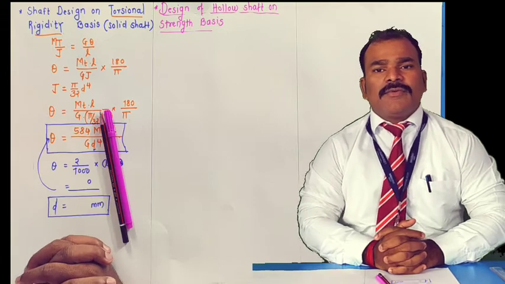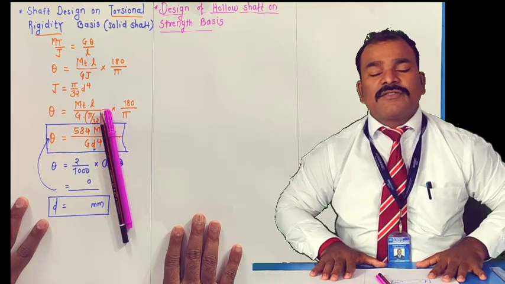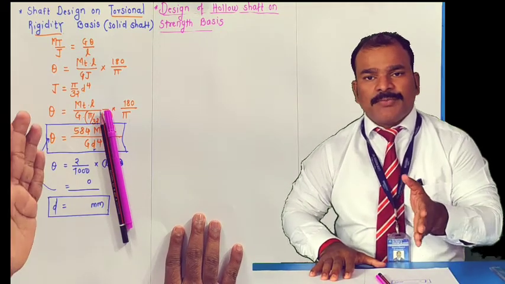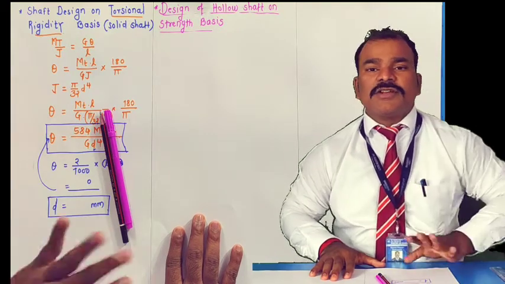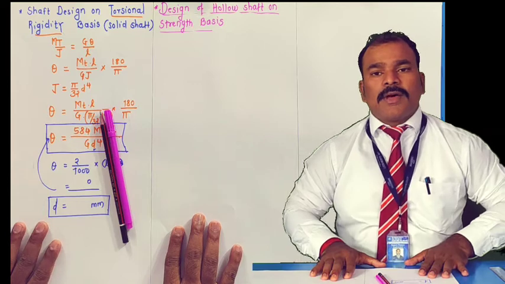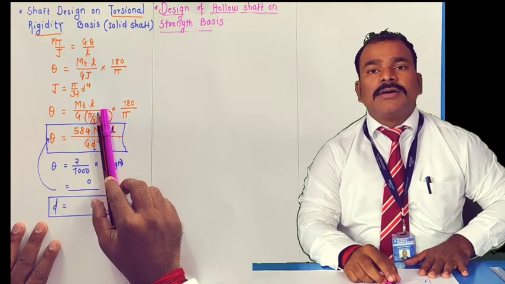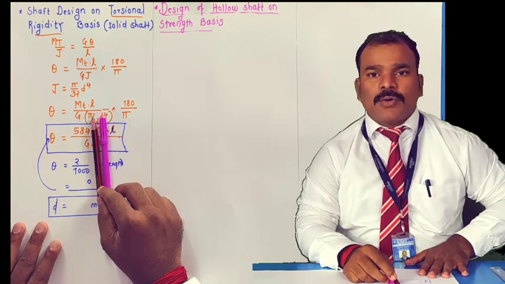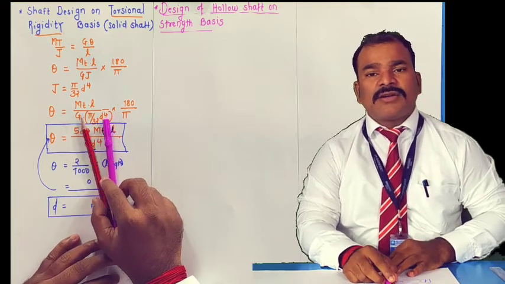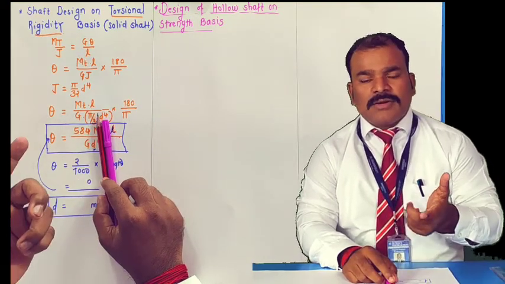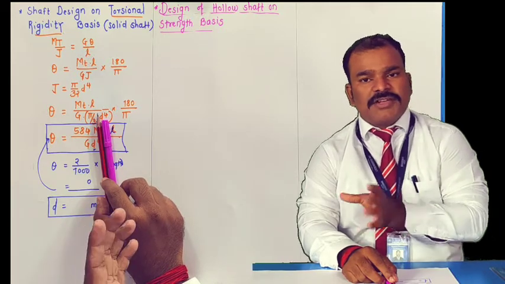In the previous session, we saw the design of a solid shaft on the basis of strength, and we also saw the shaft design on the basis of torsional rigidity. Now here we'll check the derivation for a hollow shaft. Here also two parts are there: hollow shaft design on the basis of strength, and hollow shaft design on the basis of rigidity.